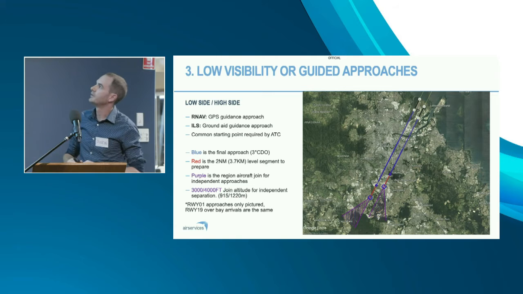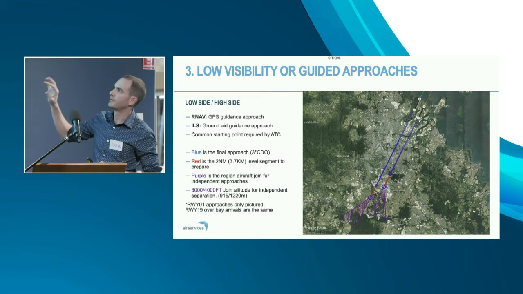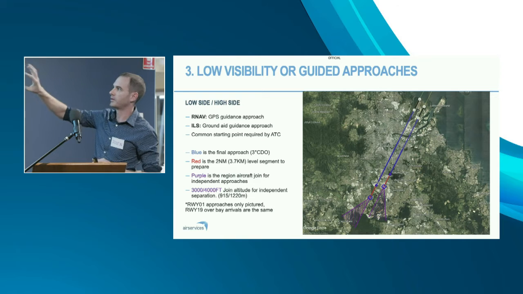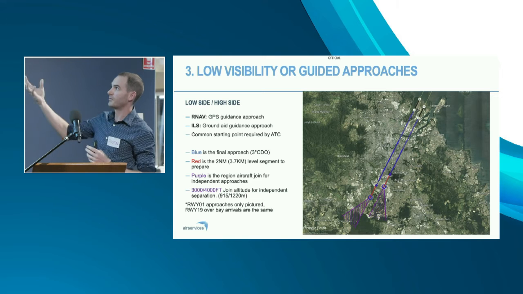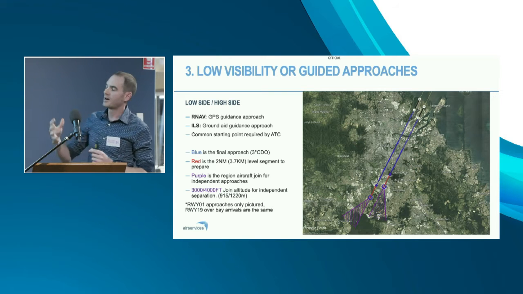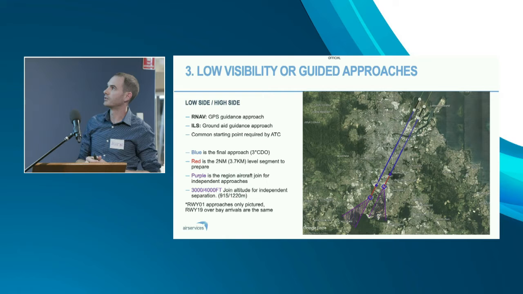So just quickly, there's two types of approach into Brisbane that are mainly used. Now we've got the RNAV and the ILS. This is going to be a little bit technical, I'll try to keep it as high level as I can and just explain why the flight paths do what they do. So an RNAV is a GPS approach, so the aircraft just has GPS satellites to navigate it to the ground.